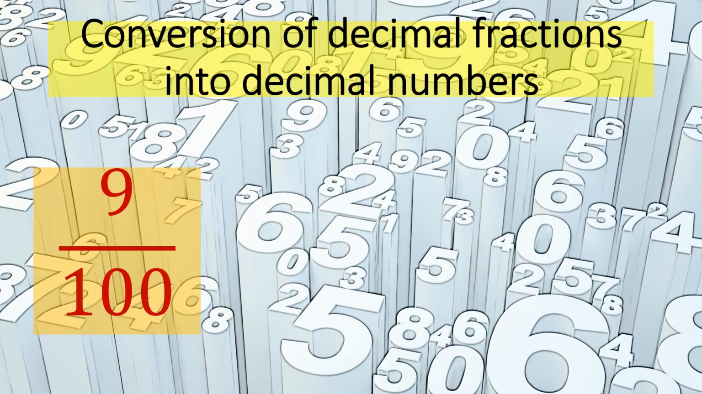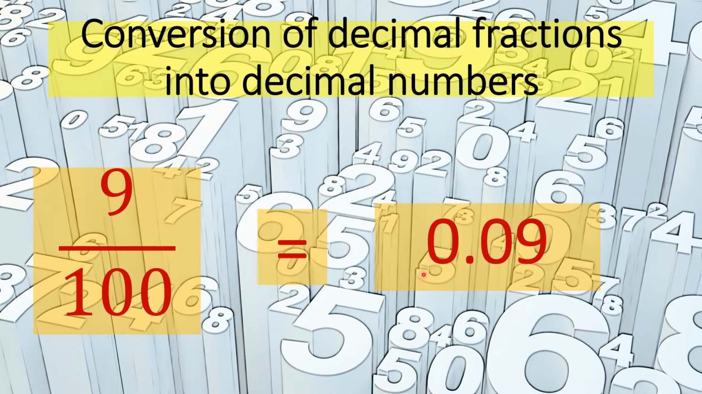Here I am taking one more decimal fraction, 9 by 100. Here 100 is in the denominator and there are two zeros in 100. So what we will do? We will count two digits. But here there is only one digit in the numerator, that is 9. So what we need to do? We will put one zero here because 09 is also equal to 9, it doesn't matter. That's why we will put the decimal like this: 0.09.